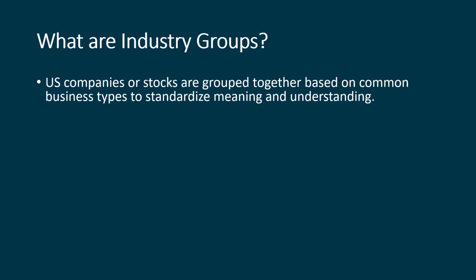What they do is they take U.S. companies or stocks, which are essentially the same thing in this context. They're grouped together based on common business types to standardize the meaning and understanding. So if you take all of the different airline stocks and put them into one group, now you can look at all of the different airline companies and compare them with each other.